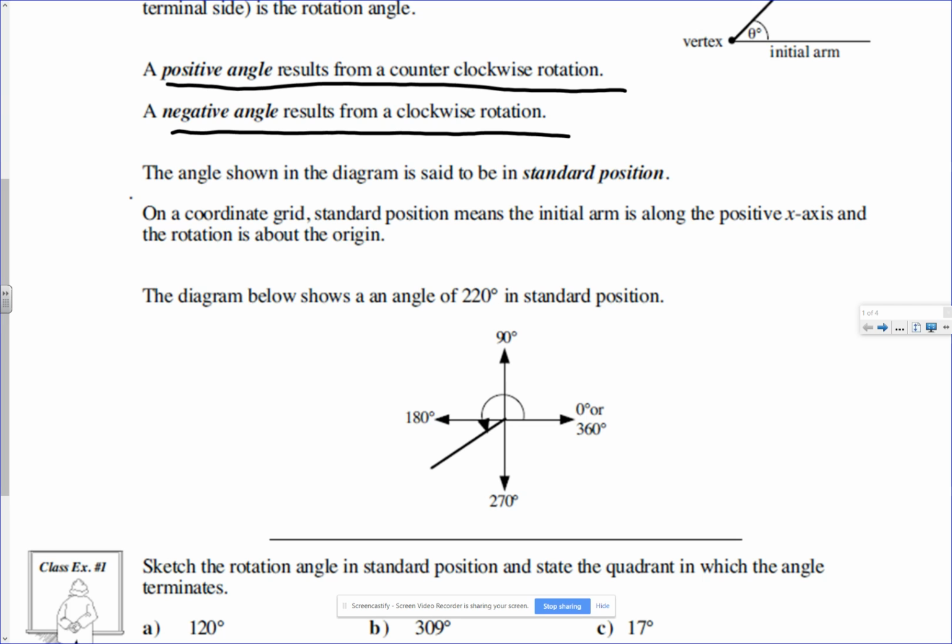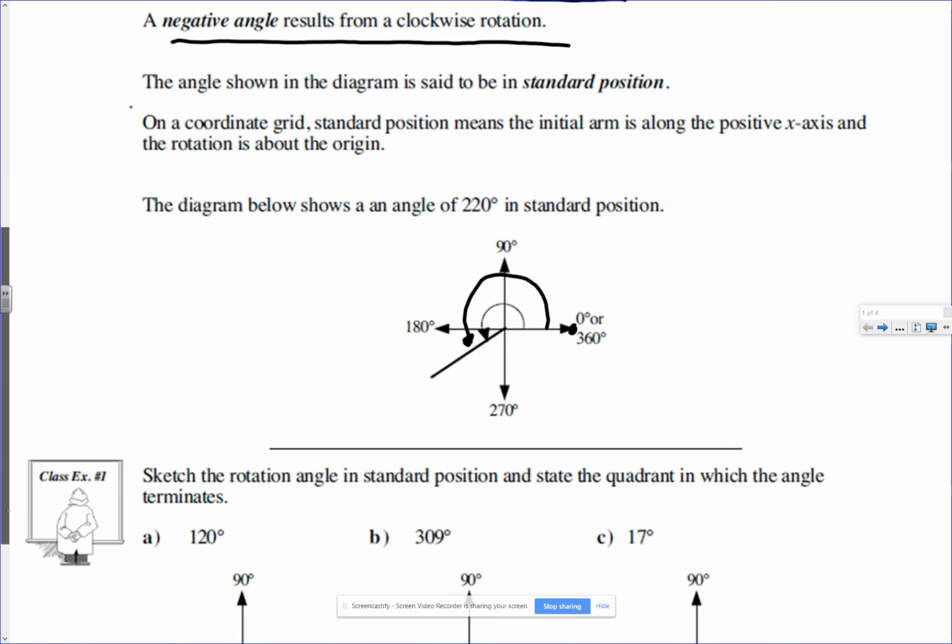So the diagram here, I always start right here on my x-axis on the right-hand side, the one between quadrant 1 and 4, and then I open in the counterclockwise direction to a 220-degree angle. So that's a standard position angle.